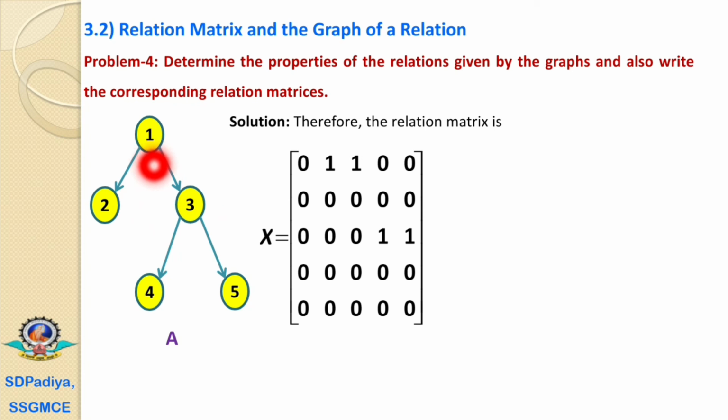Is it transitive? Then we'll check that 1 has a relation with 3 and 3 has a relation with 4. Then there must be the relation of 1 to 4, direct relation of 1 to 4. But it is not there. That's why it is not transitive also. Is it irreflexive? Then yes, because any node is not having the relation with itself. That's why it is irreflexive. But for basic 3, it is not reflexive, it is not symmetric, and it is not transitive.